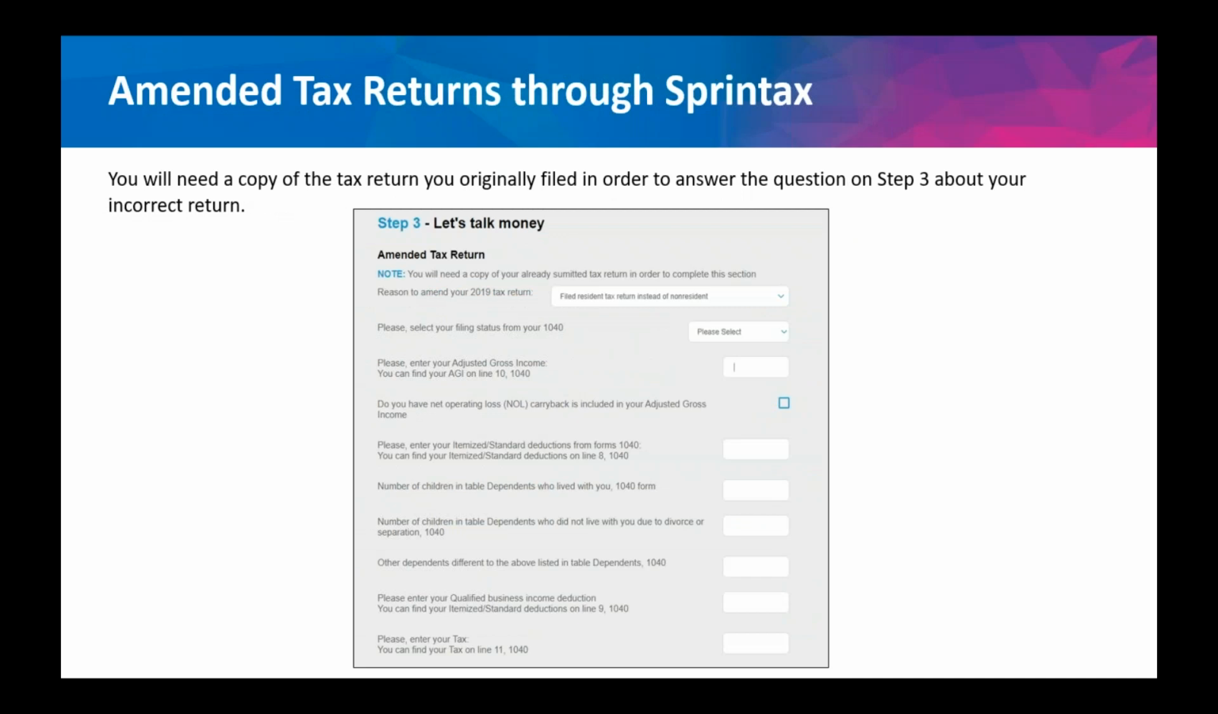We'll then ask you questions specific to the incorrect return that you've already sent. So it's really important that you have information from this handy and close by so that you can reference it when you're going through the Sprintax amended return process to enter that information in. We certainly will need information from that incorrect tax return that you sent to the IRS.